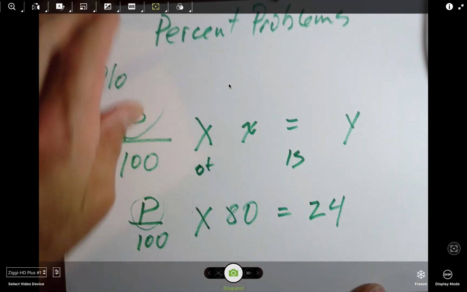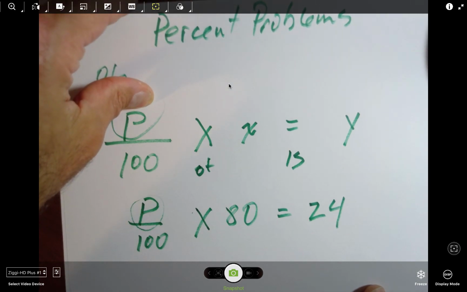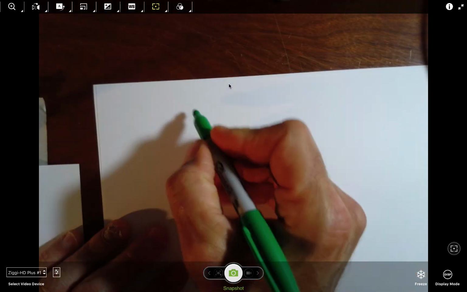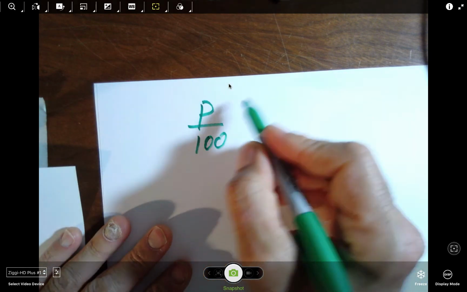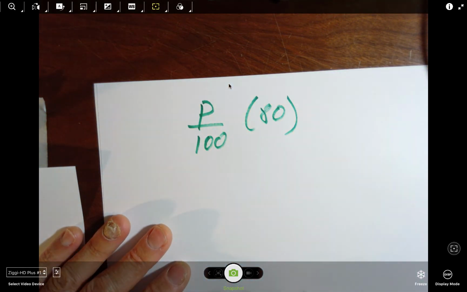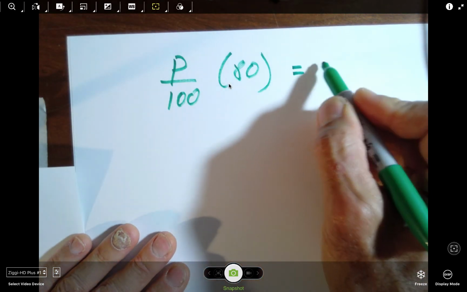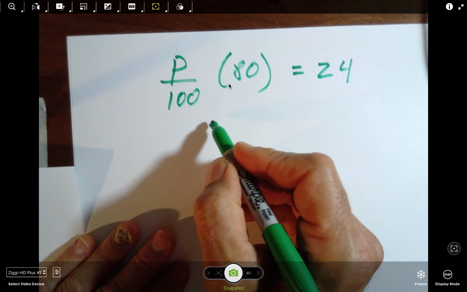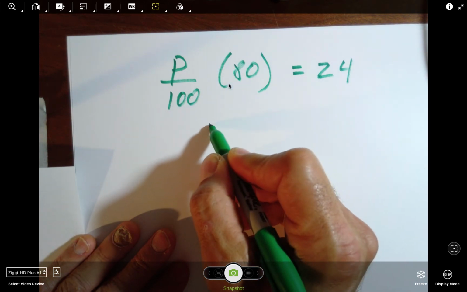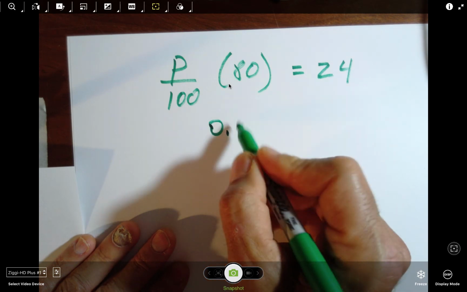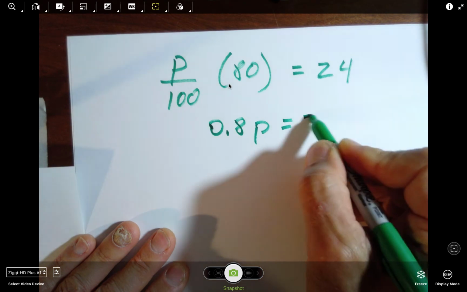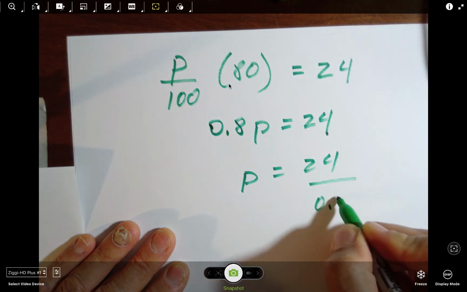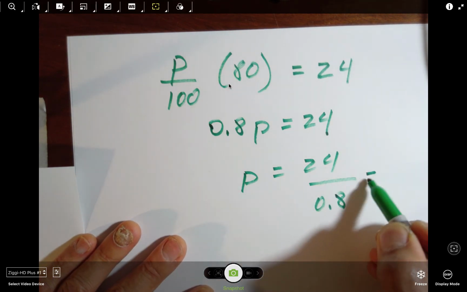All right. So now we need to solve this problem. p over 100 times 80 is 24. We can write that more compactly like this, instead of the times symbol. We can divide 80 by 100, and we'll get 0.8, so 0.8p equals 24. And so p is equal to 24 over 0.8, which is actually 30.